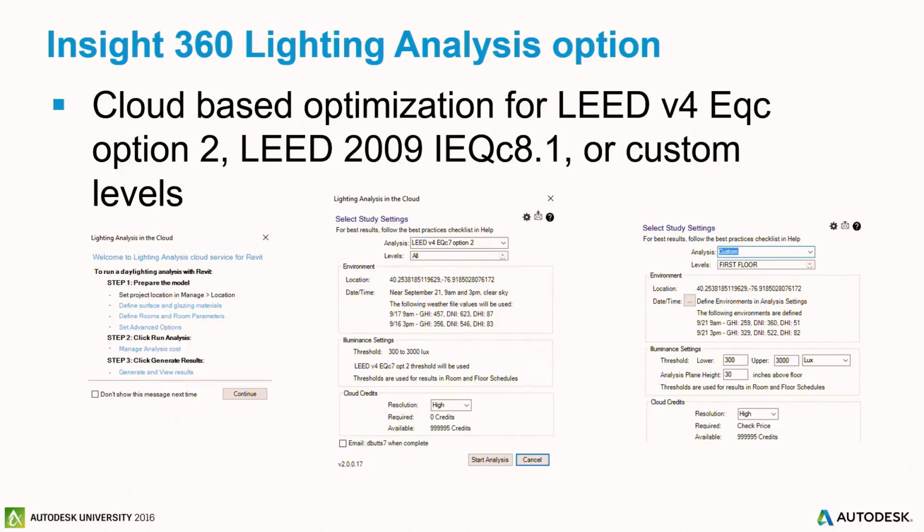Once you get past the initial settings, you select the study settings that you're going to do, and you can use a predefined report that says these are your thresholds, these are your illuminance settings based on this particular threshold, and then you can run a check price to see how many credits you have available in here. You can also do a custom one, and this is the part that I like, is you can actually define the environments and override the environments here.